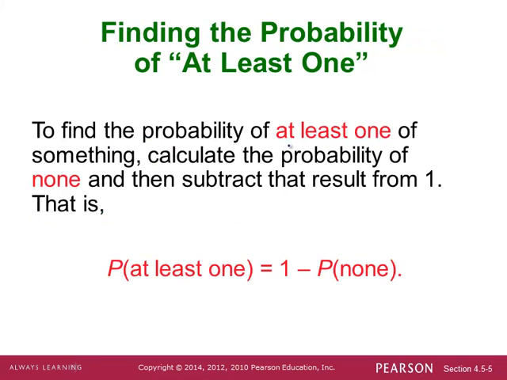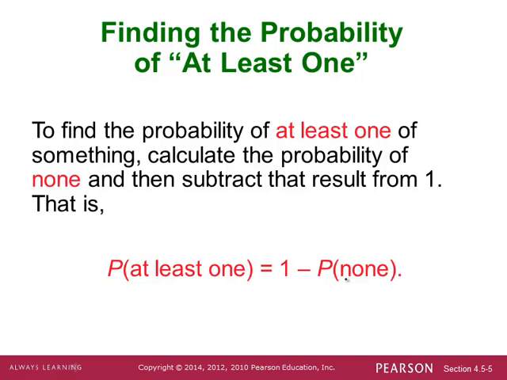To find the probability of at least one of something, that'll be 1 minus the probability that none of those things happened. Because the event of at least one thing happening is the complement of the event that nothing happens. So in your mental model, think about a coin flip.